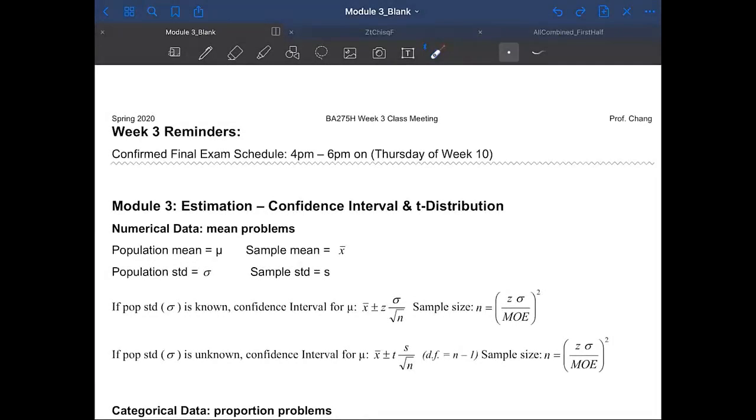Okay, so for module 3, what we are doing here is we are talking about estimation, right? Estimation. So do you remember what are the two kinds of estimation? So two different types of estimation. Point and interval. Yes, point versus interval estimation, right? That's absolutely right. That's very good.